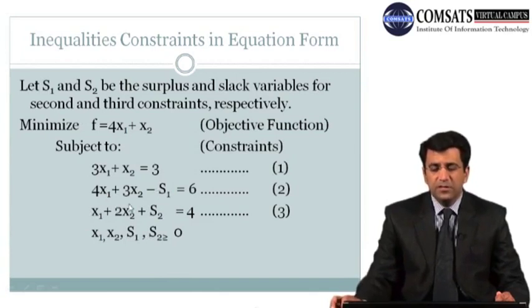Our third inequality, if we convert it into an equality, then we'll have to add the slack variable here, and our equation will become x1 plus 2x2 plus s2 is equal to 4. So what we did, we converted all of the inequalities into the equalities by using the concept of the slack variable and surplus variable. Now we have four variables, that is x1, x2, s1, s2, and all these variables are positive.